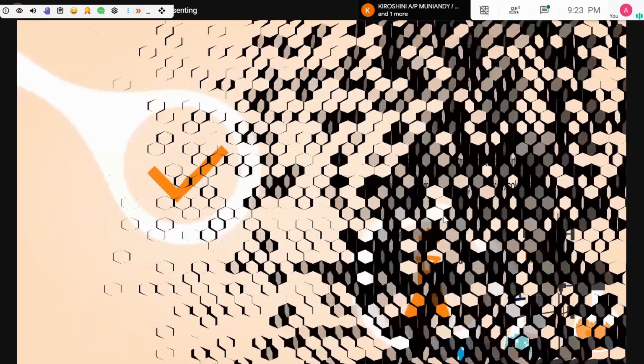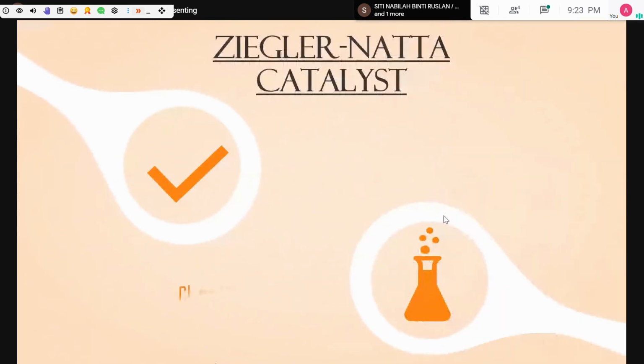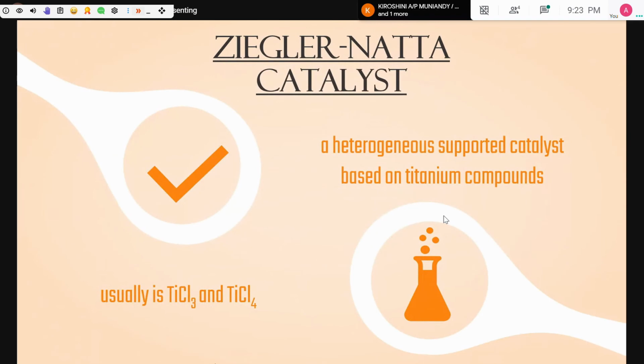So I will talk about the Ziegler-Natta catalyst. Basically, it is the catalyst used in polymerization, and the Ziegler-Natta catalyst is a heterogeneous supported catalyst based on titanium compounds, and it usually is titanium trichloride and titanium(IV) chloride.